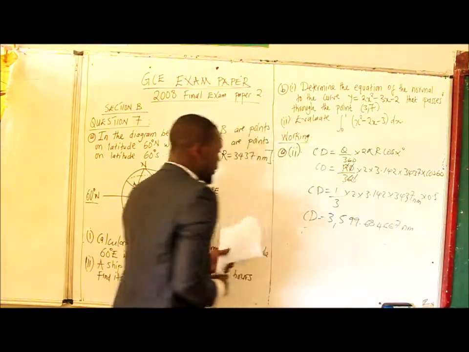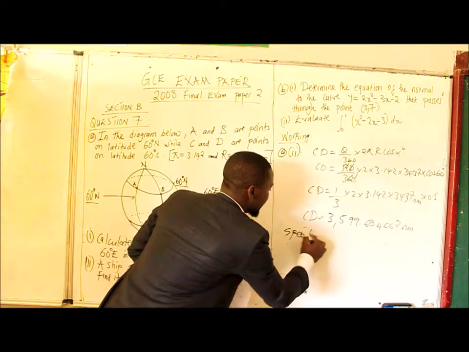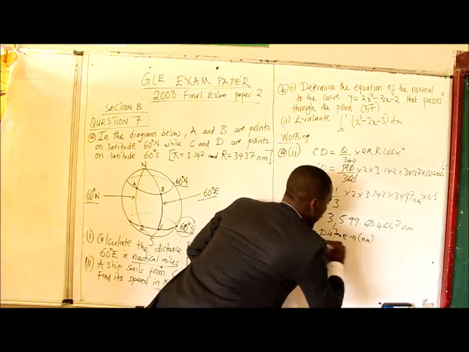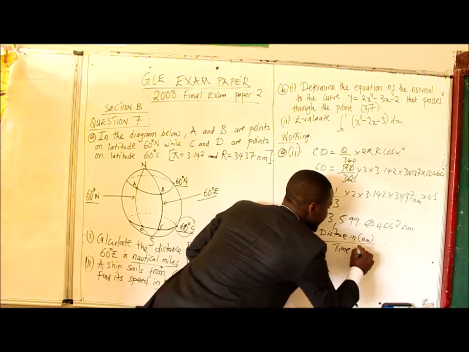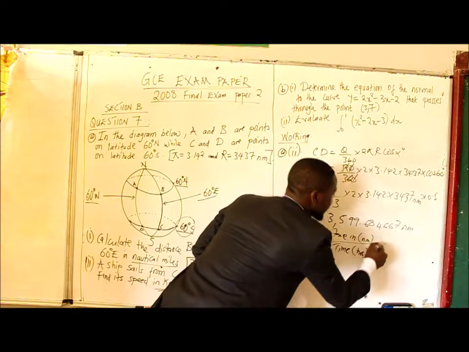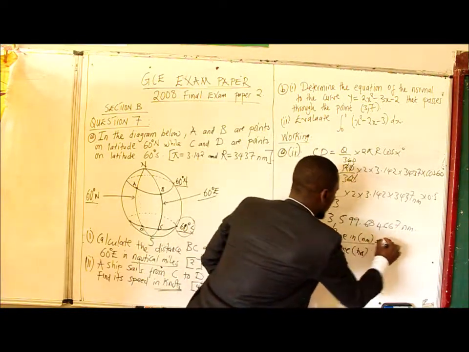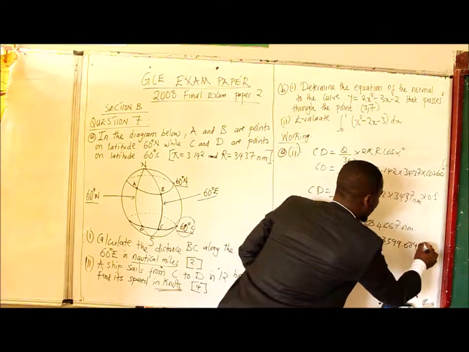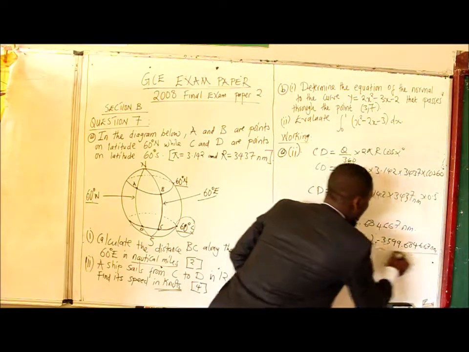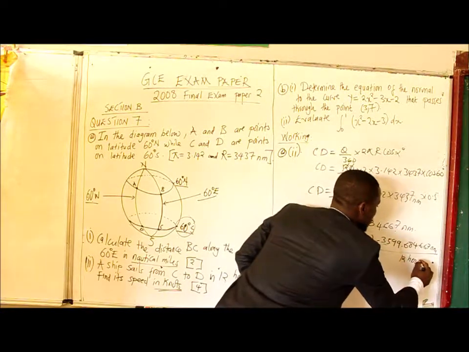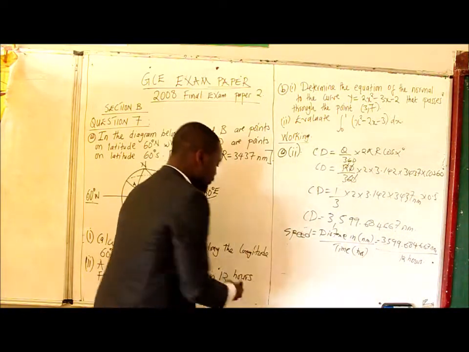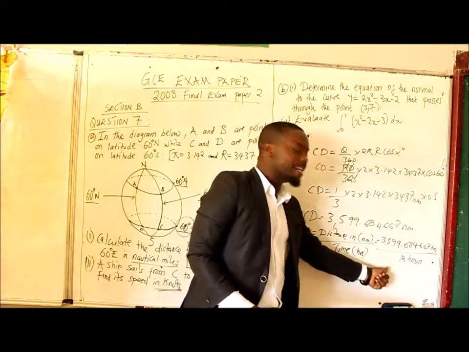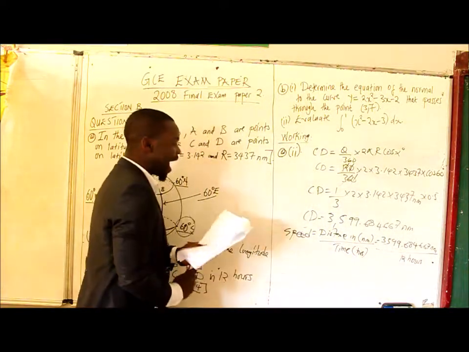Now we know that speed is equal to distance in nautical miles over time taken in hours, since we are looking for the knot. Where we know distance is 3599.684667 nautical miles over 12 hours. So with the help of your calculator, when you divide by 12, what's our answer?